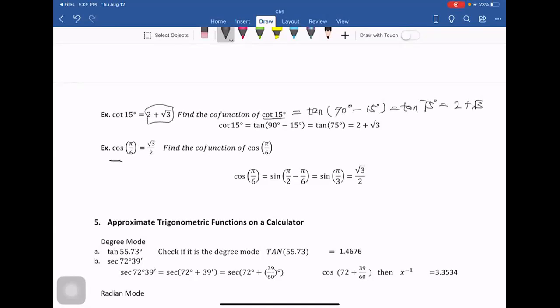Next example, cosine pi/6 equals square root 3 over 2. Find the cofunction of cosine. The cofunction of cosine is sine, so this is sine of (90 degrees minus pi/6), and 90 degrees is also pi/2, so that's sine of (pi/2 minus pi/6), which is sine pi/3, and that equals square root of 3 over 2.